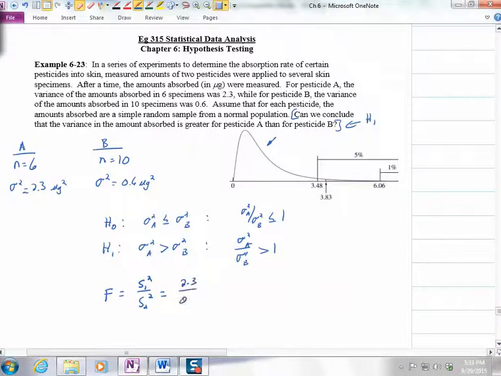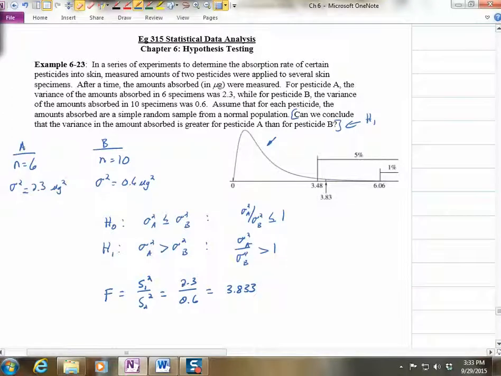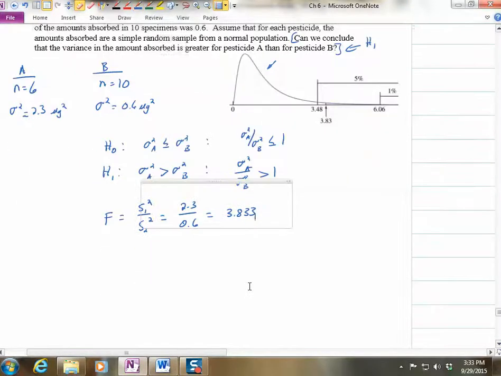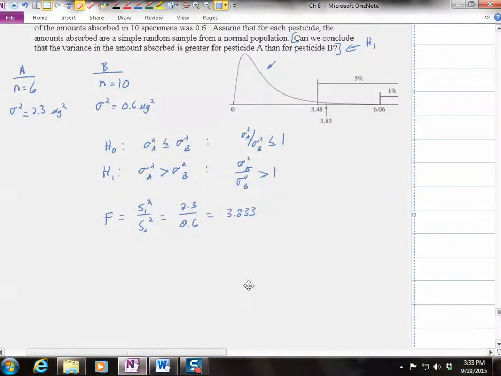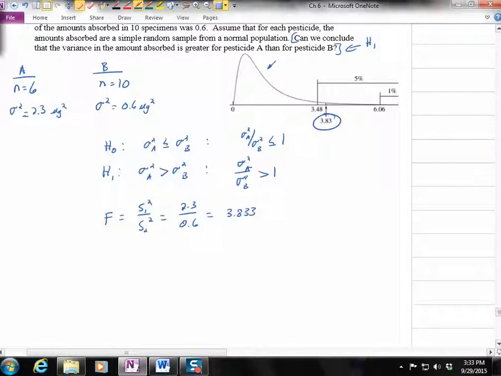2.3 over 0.6. So, okay. So we go to our data. Our data seems to indicate that the variance of 1 is greater than the variance of 2. And we get an F of 3.833. Okay, so then from that, that's just like our t, we would like to get a p-value.